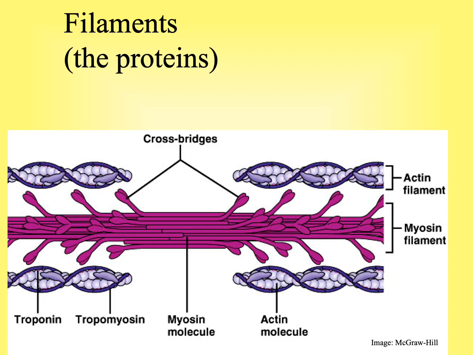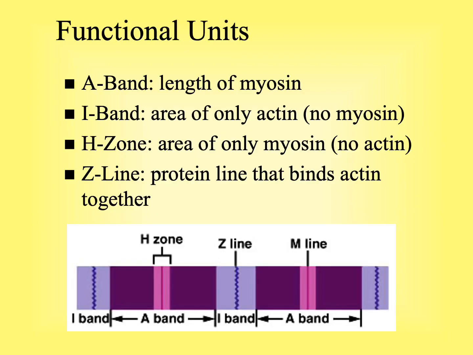Within this arrangement, we get a functional unit known as the sarcomere. The sarcomere is divided up into distinct regions. The regions we reference as either zones or bands, and then lines of connective tissue, which we reference as Z lines and M lines. The A band is the length of the myosin. This is the active zone of the sarcomere.